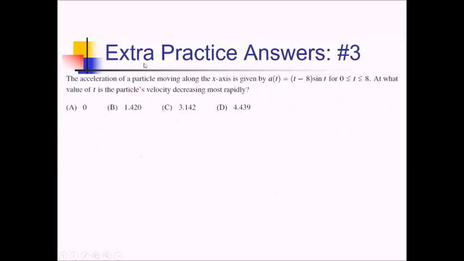For this problem, acceleration of a particle moving along the x-axis is given by this formula here, between time 0 and 8. We want to know at what value of t the velocity is decreasing most rapidly. Velocity decreasing is talking about acceleration. In particular, we want to know when the acceleration is at a minimum value. So we basically want to find the absolute min for the a function on the interval from 0 to 8.